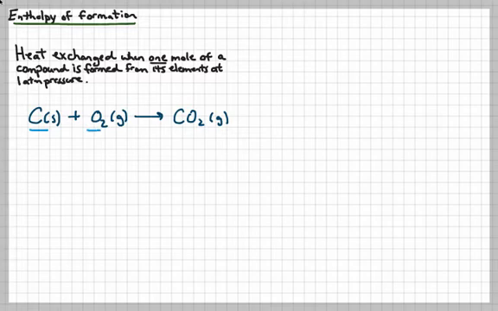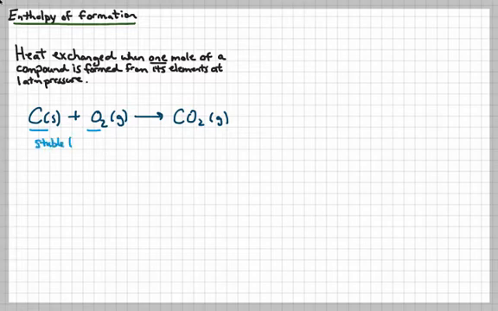O2 gas is the stable elemental form of oxygen. It's the form of oxygen that is in the air all the time. So what we're showing in this reaction is the formation of carbon dioxide gas from its elements as they are found under normal conditions of temperature and 1 atmosphere pressure.